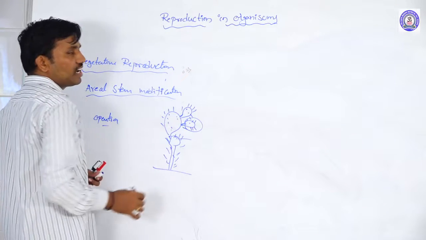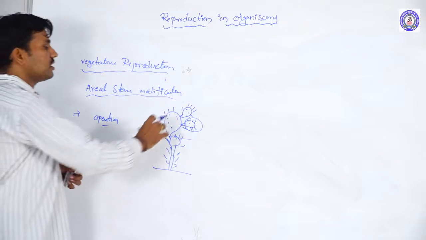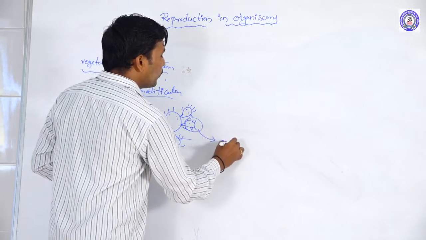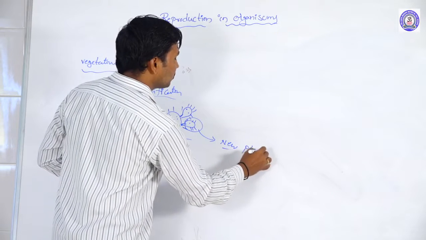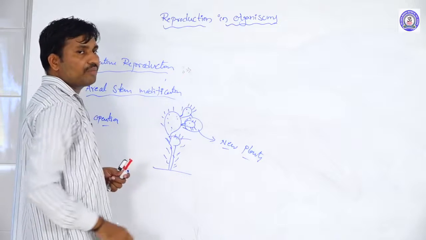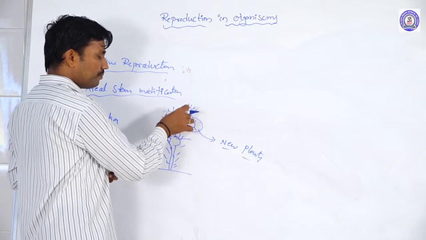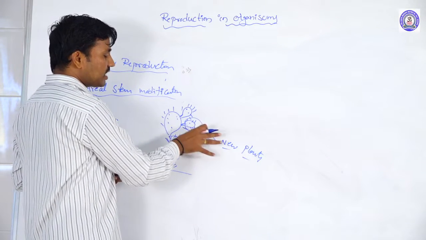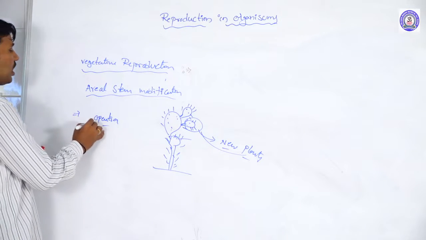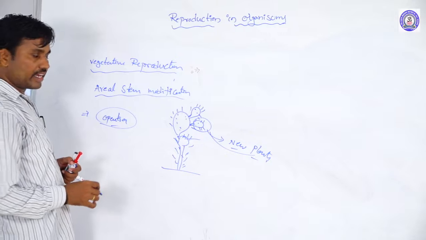Each node of the aerial part separates from its parent and develops as a new plant. Suppose this part of the stem, this branch of the plant, detaches and develops as a new plant. So this is how it happens in Opuntia.